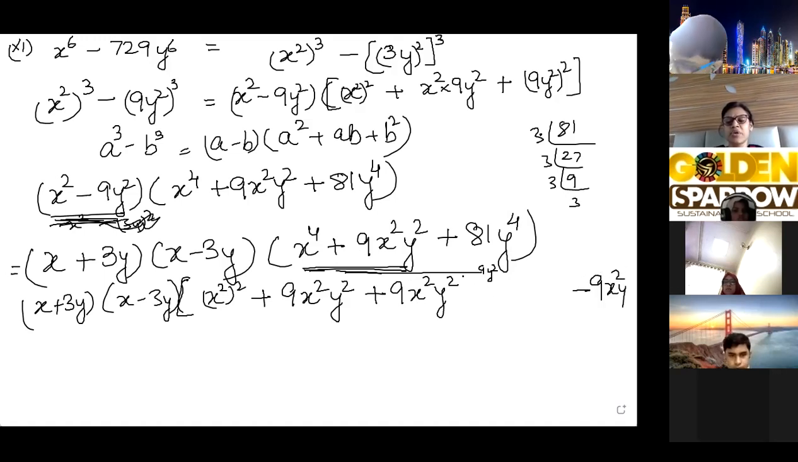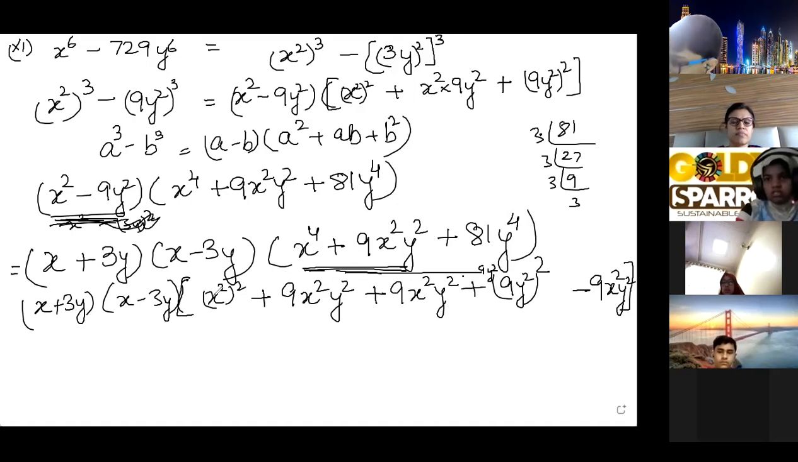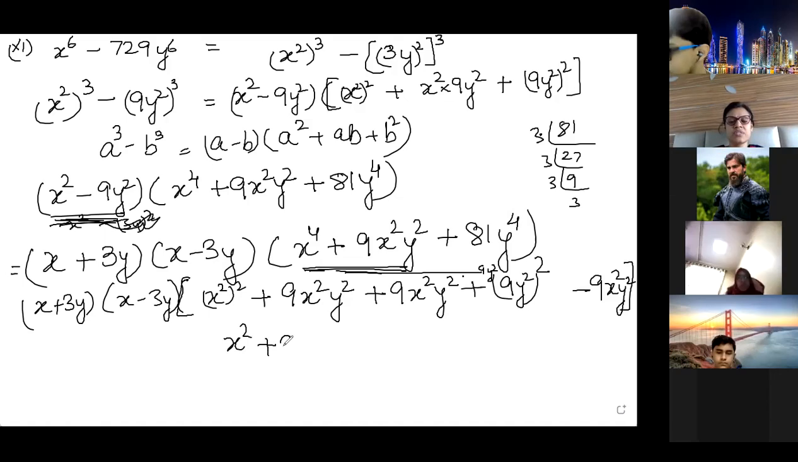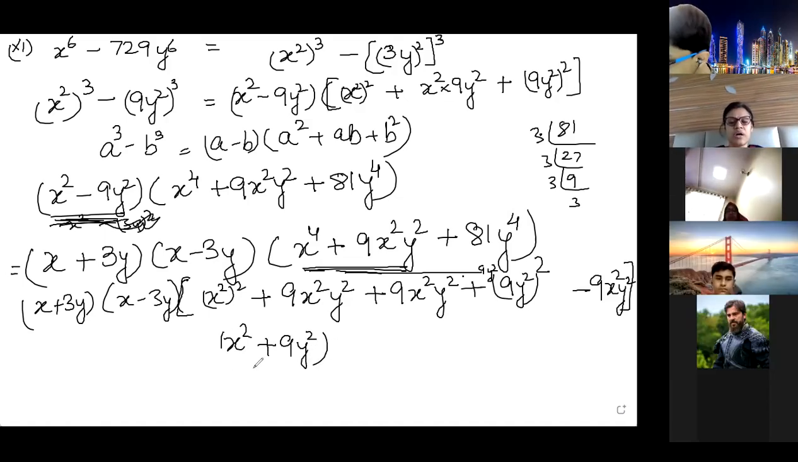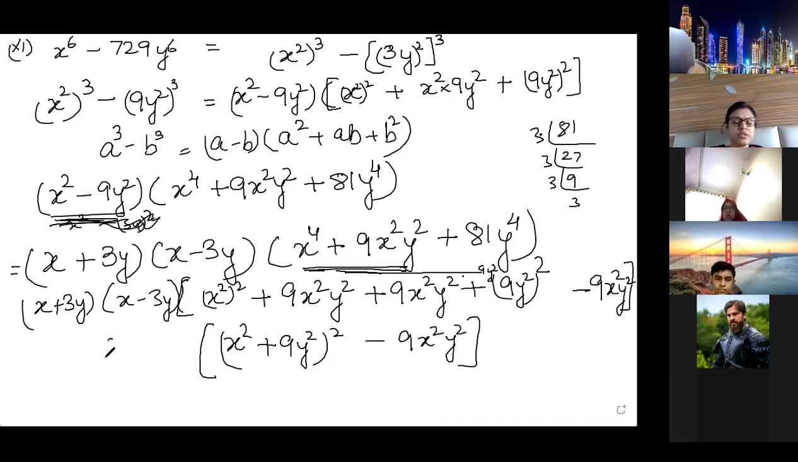I added this on my own, so I'll subtract it on my own. And plus this is 9y square whole square. Understood? Because my middle term should be, if I want to make it whole square, this is actually x square plus 9y square whole square minus 9x square y square. This is the whole bracket. Let me do it and then I'll explain you.